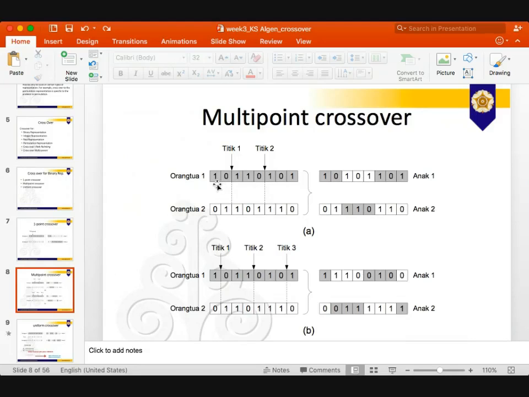in locus 1 until crossover point 1, and then we also copy the gene of the first parent in the loci starting from crossover point 2 plus 1 until the end. So you can see here 1 0 comes from the first parent. Also 1 0 1 here comes from the first parent.